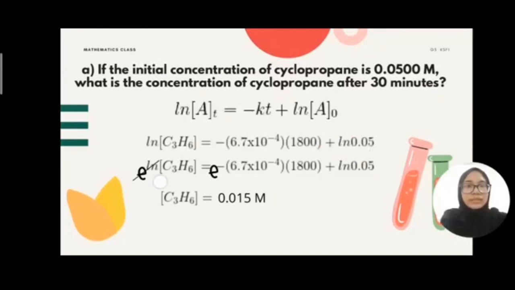So how do we get rid of the ln, because we want to get the concentration only. So we add the exponential e to both sides, because ln is log base e. So if we put e in front of the ln, it will cancel the ln like this. So you can just calculate in a calculator e to the power of all of this, and we will get the concentration of cyclopropane is 0.015 molar.